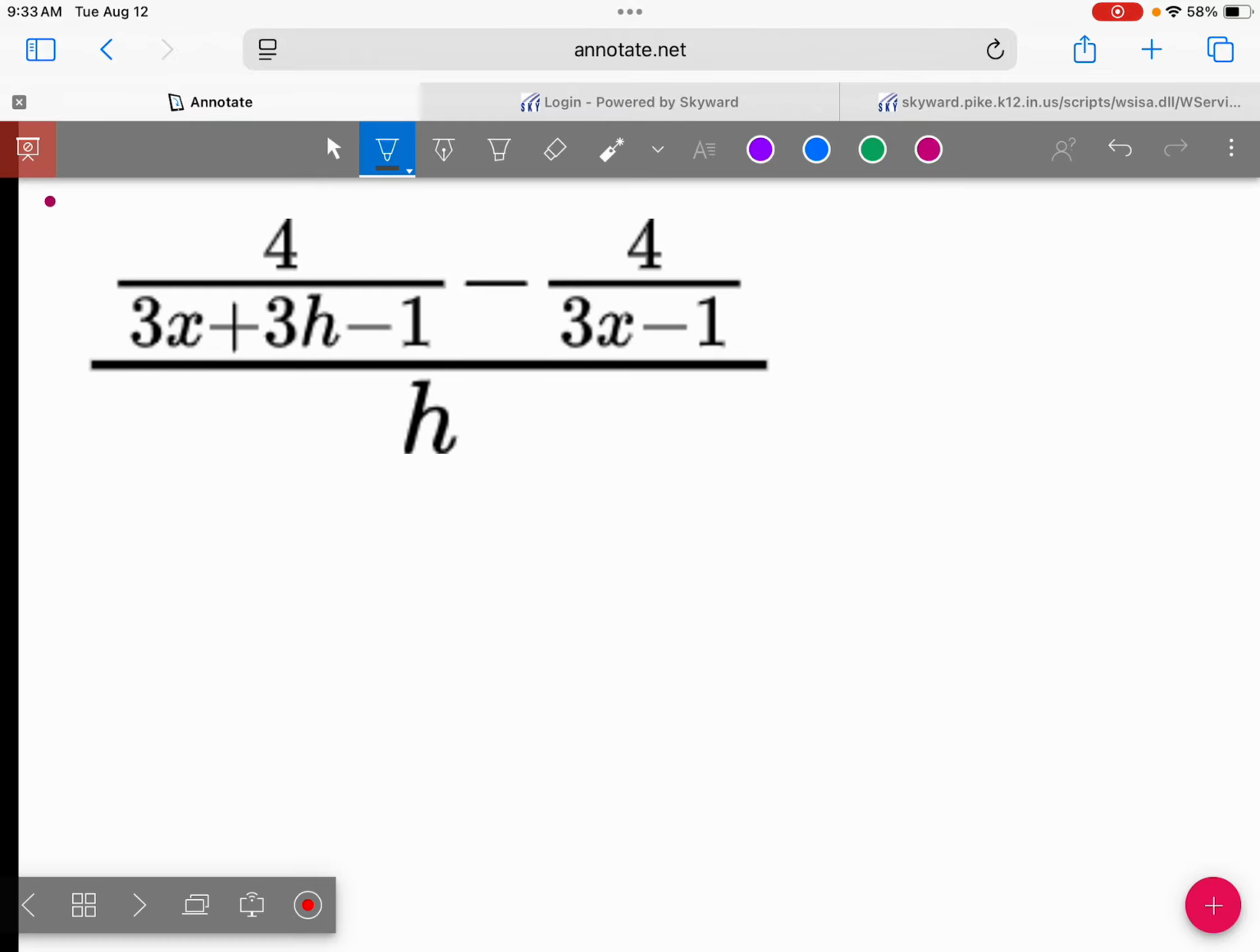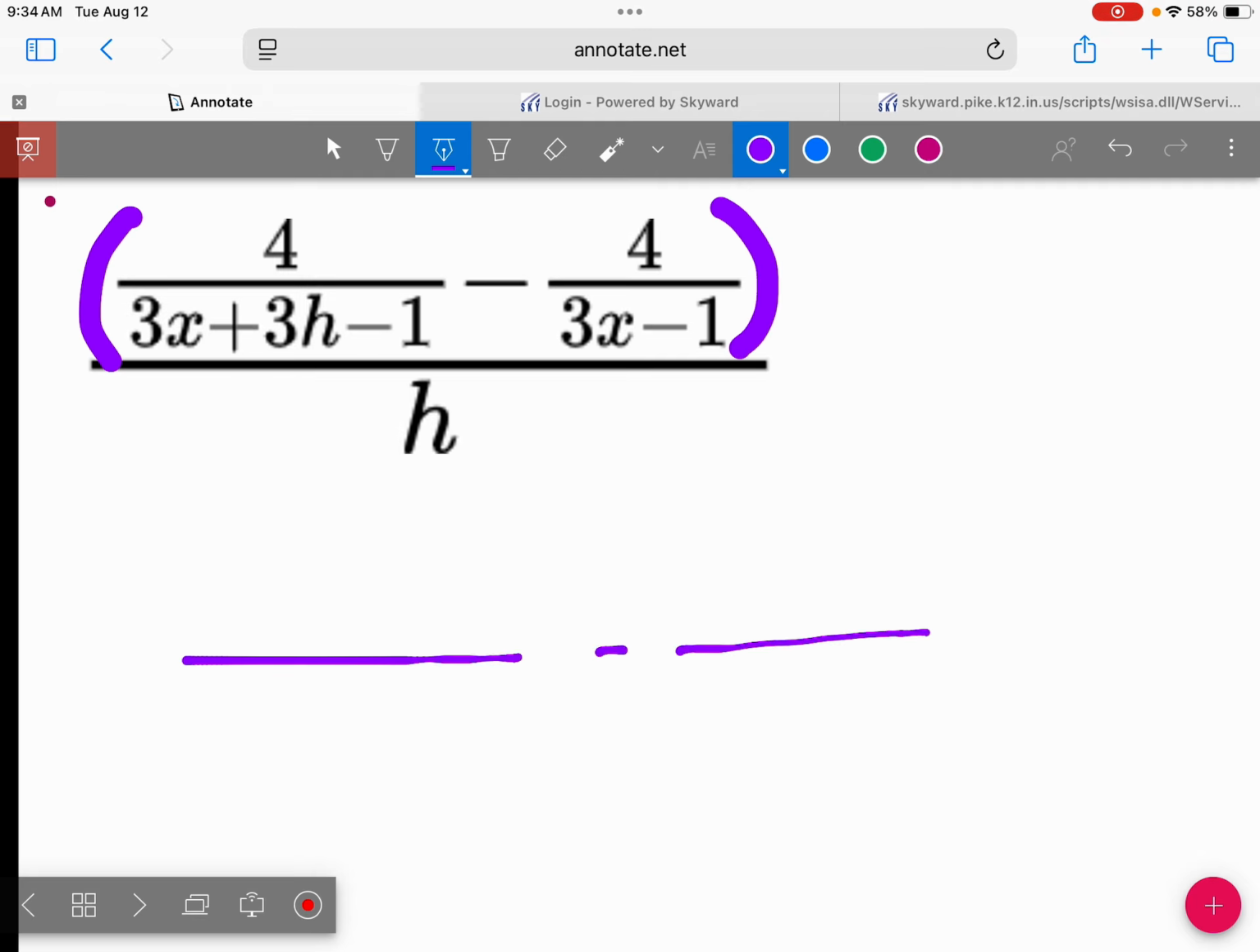So when we have something like this, think about our numerator and our denominator separately. We're going to look at our numerator first, and then we'll divide everything by h. So looking at just our numerator, we want to try and simplify this.